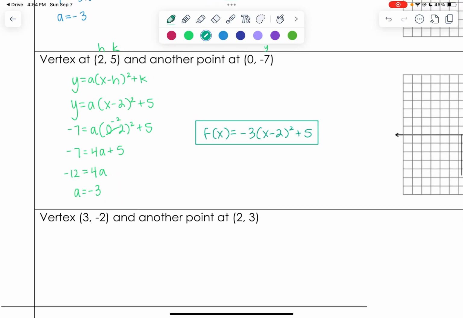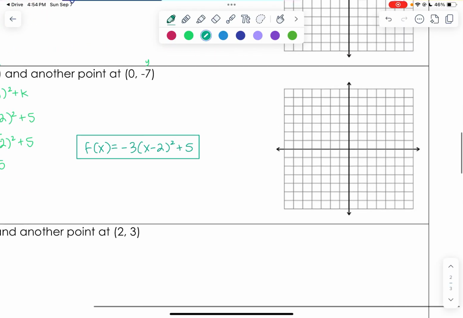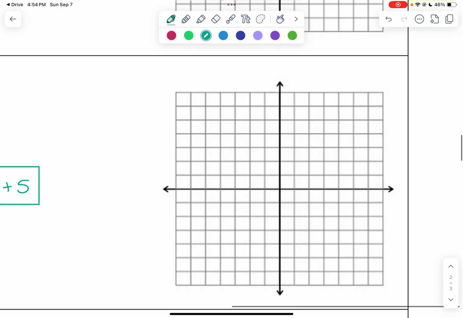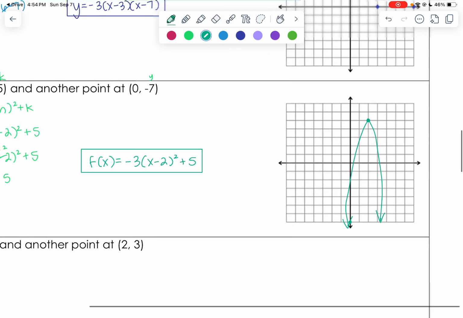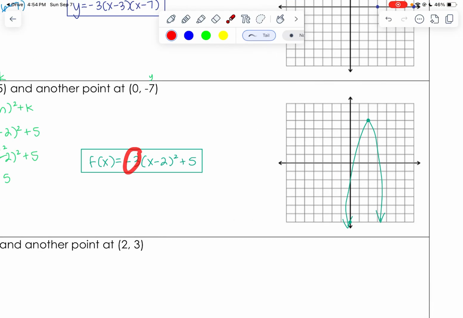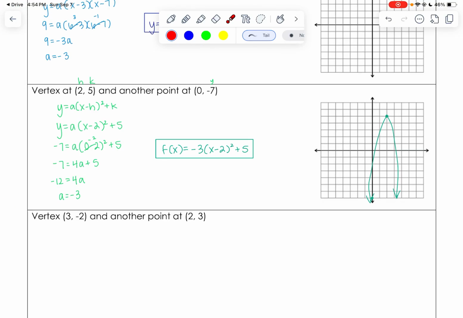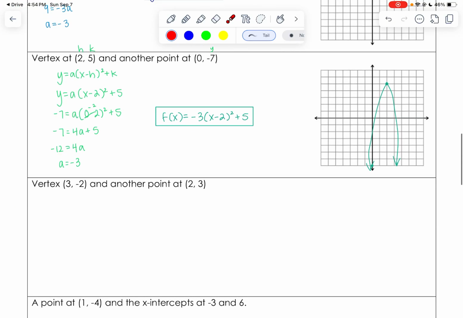So to put this on a graph, just to verify, I have my vertex at (2, 5). And I had another point at (0, -7). That's way down here. So this would be going down, okay? This would be pretty vertically stretched, so it matches. So we know we were at least on the right path, okay?